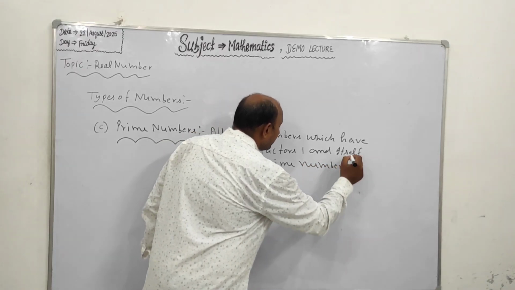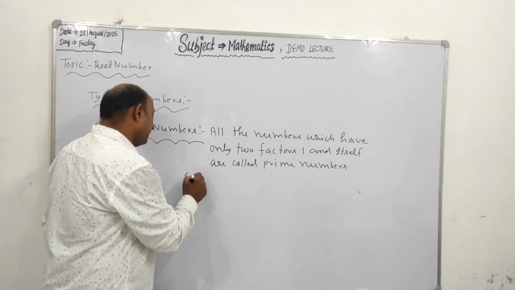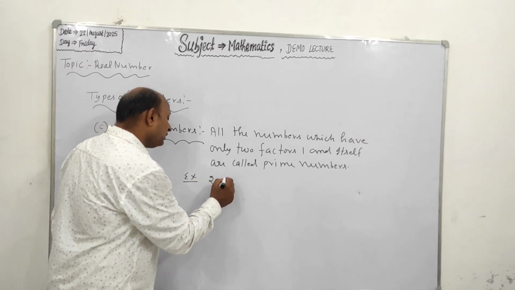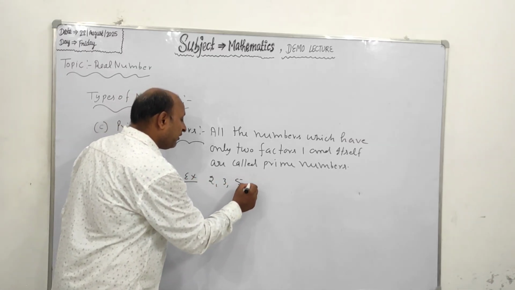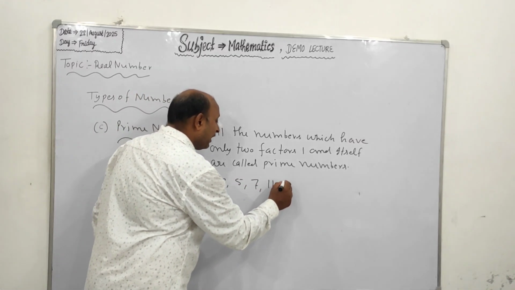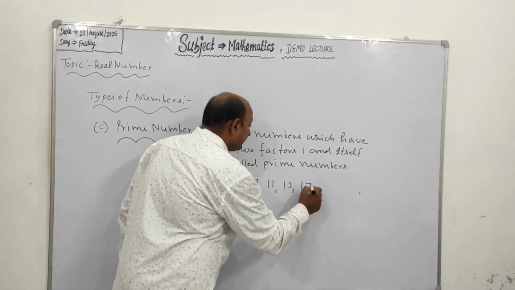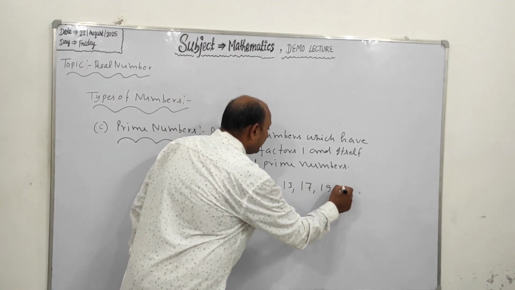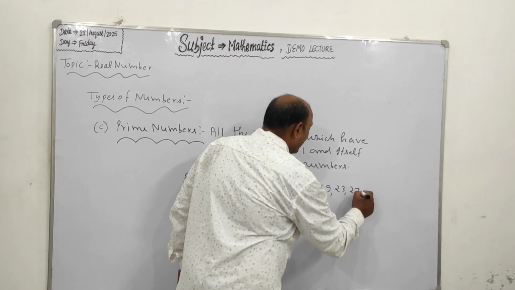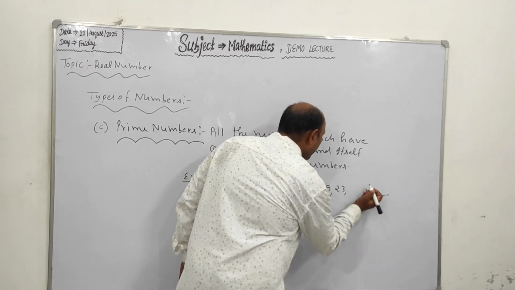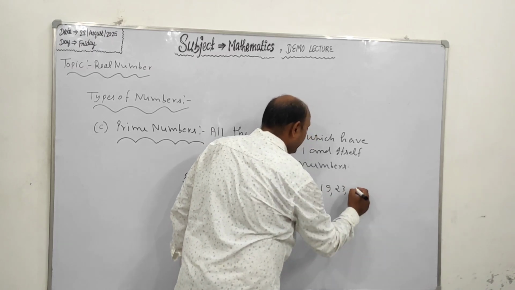Numbers like 2, 3, 5, 7, 11, 13, 17, 19, 23, 27, 29. Sorry, 27 is not a prime number.